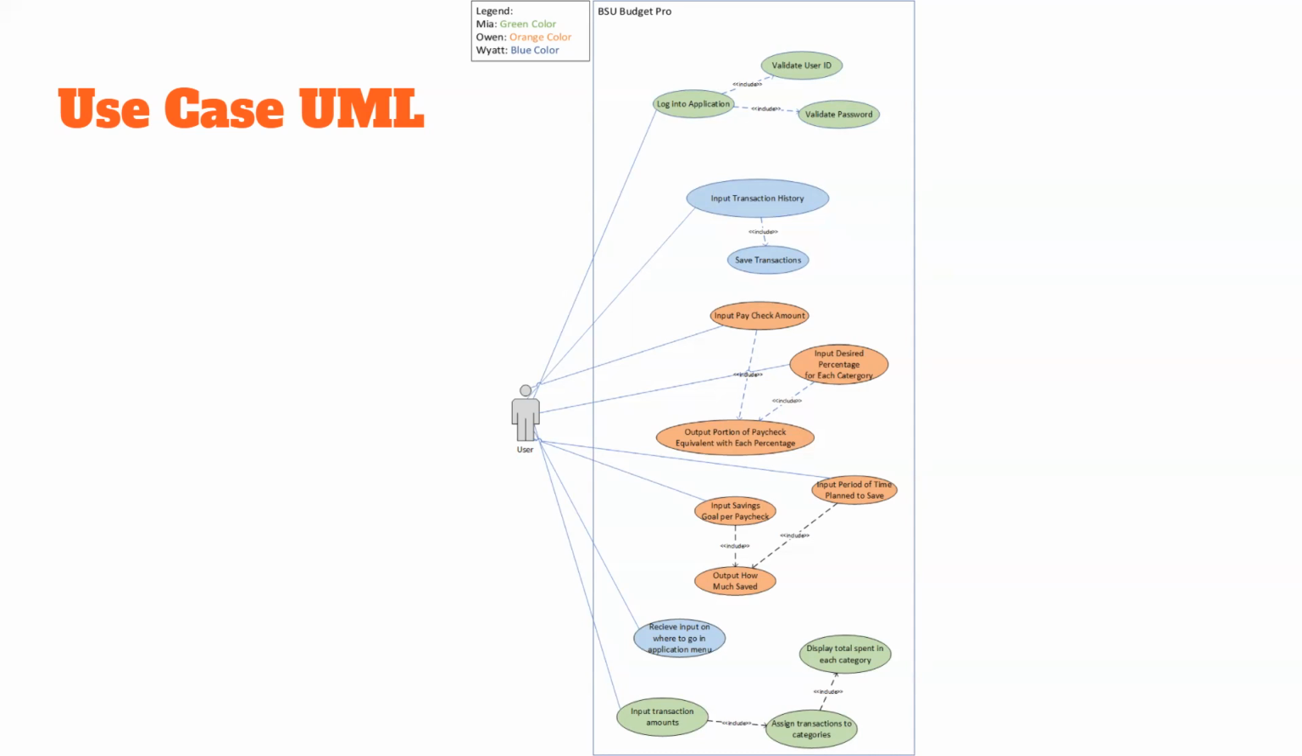Following this, it will prompt you to input your savings goal per paycheck and the period of time you plan to retain this goal. And it will then output how much you can project to save in that period of time.